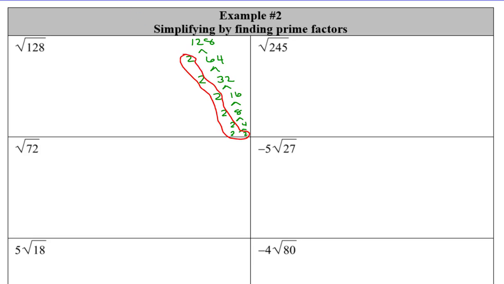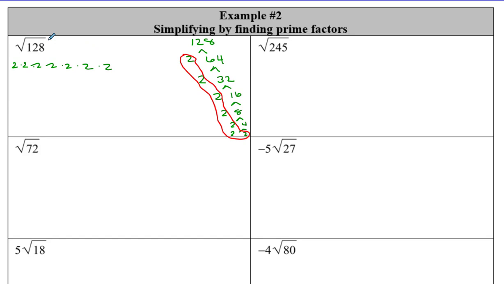So if we line this up in prime factored form, we basically have a 2 times, how many do we got here? 1, 2, 3, 4, 5, 6, 7. 2 times 2 times 2, times 2, times 2, times 2, and then times 2. So we got 7 of these 2's, okay?